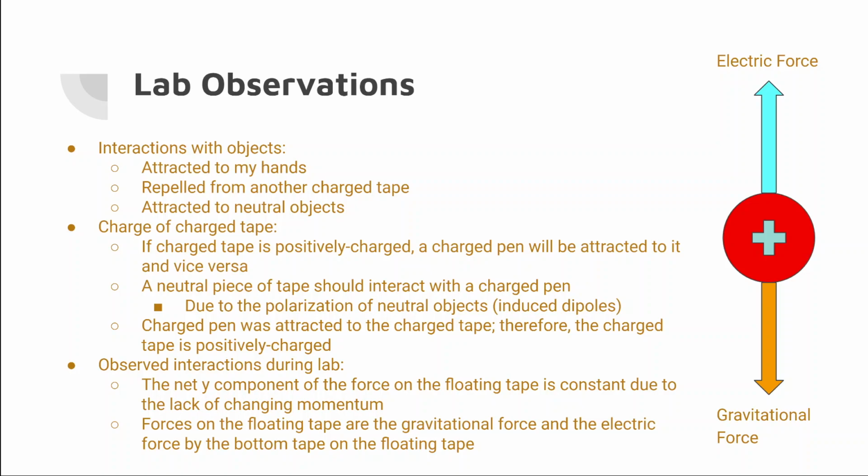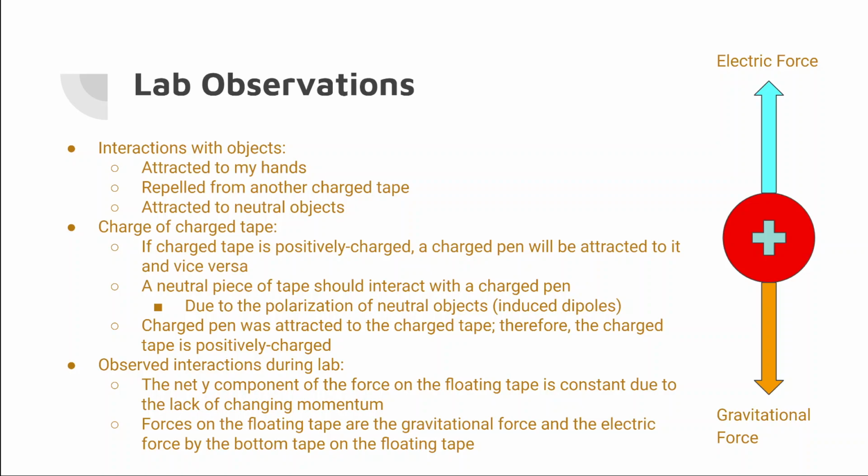Once the tape was charged, I noticed that it was attracted to my hands. I also noticed that when two charged tapes were brought close together, they repelled each other, and the charged tape was attracted to neutral objects. It is known that if a plastic pen is charged, it becomes negatively charged. Therefore, if the charged tape was positive, the two objects should be attracted, and vice versa if the tape was negative. The charged tape was attracted to the pen, so the tape must have been positively charged.